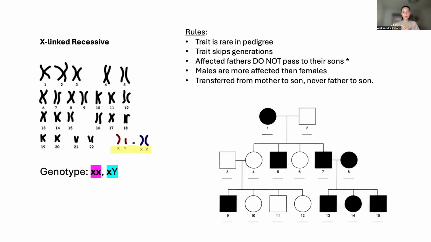Whereas with males, they have a higher probability because they don't need to have two copies of the recessive X. They only need one because they've only got one X, right? The other one's a Y. So therefore, if they catch the X, they will definitely be affected because it's the only one they've got. The final rule is that it's transferred from mother to son, never father to son. Why?